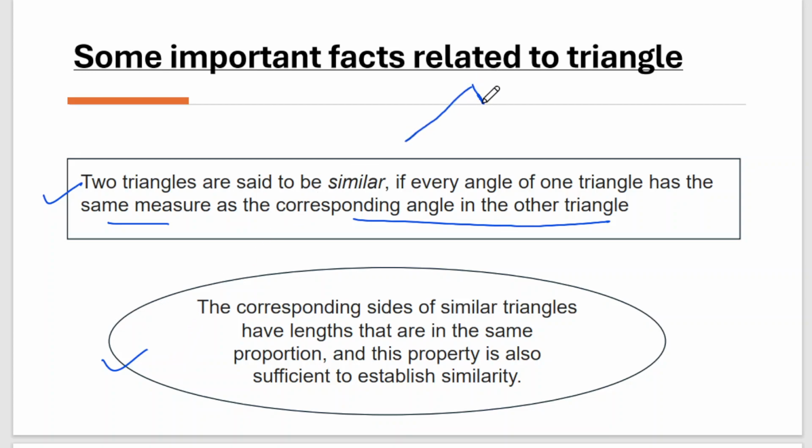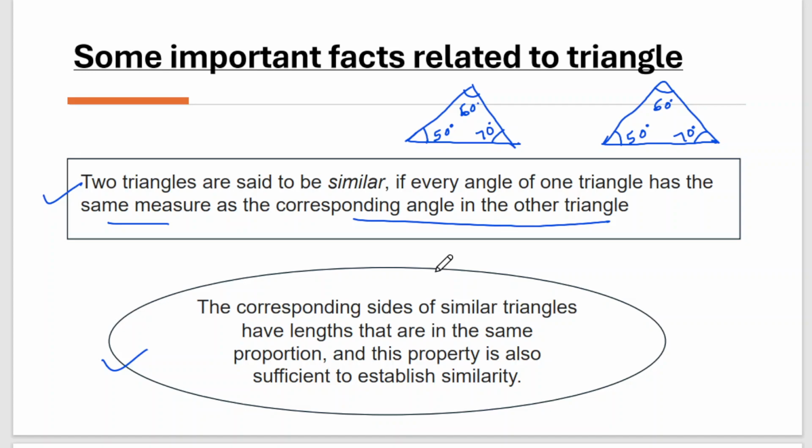I said this triangle has some measurement. Let me take the measurement. This is 50 degree, this also 50 degree. This is 70 degree, this also 70 degree. And this is 60 degree, so this will also be 60 degree. Okay. Now, you can see I have drawn two triangles, but they are not of the same size.